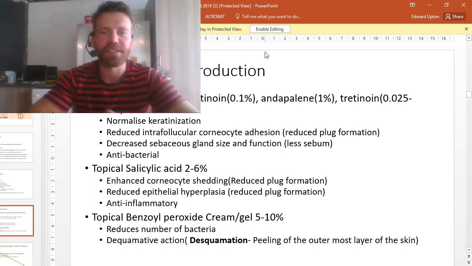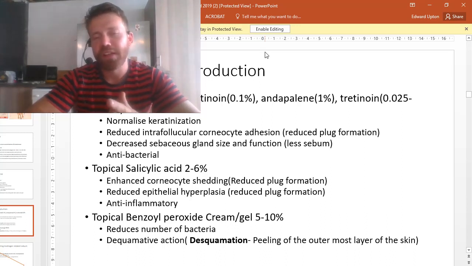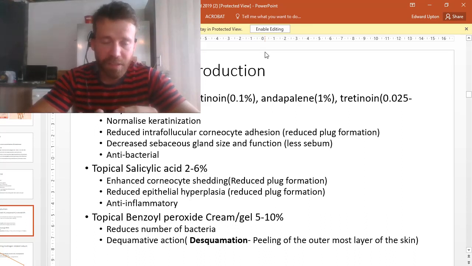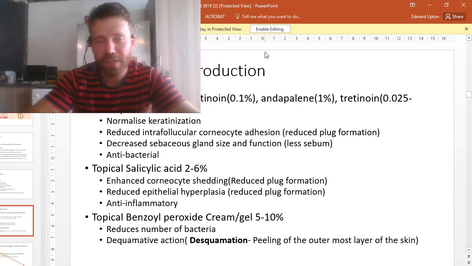acnes, and we basically just reduce the amount of plug formation, and that's it. So we're basically not creating that favorable environment for P. acnes to grow. This one is much better. Topical benzoyl peroxide. This is the one we use a lot in the pharmacy. It's the first line of therapy, cheapest, most accessible.